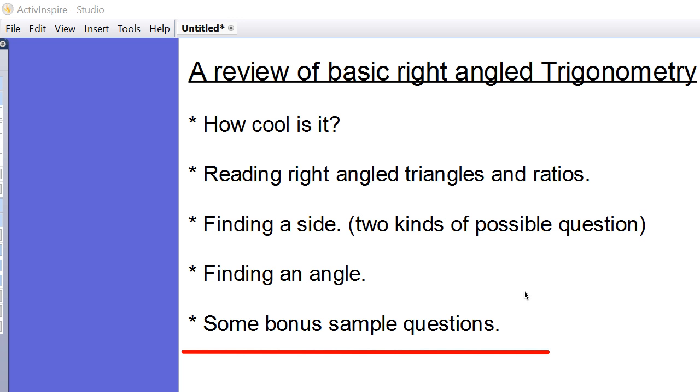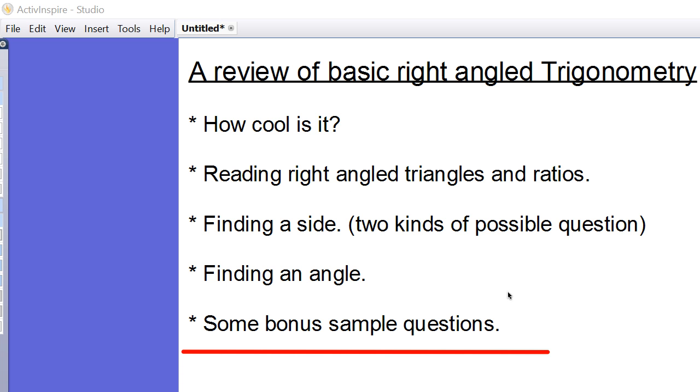So this video is an attempt at a basic review of right-angle trigonometry. Some of the things we're going to be looking at: how cool is trigonometry, reading right-angle triangles and ratios, finding a side, finding an angle, and a couple of bonus sample questions for you to try.